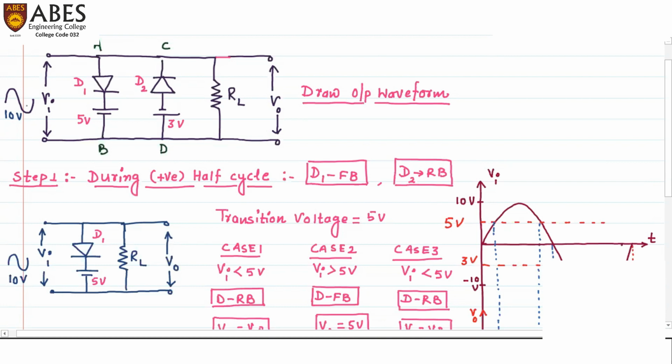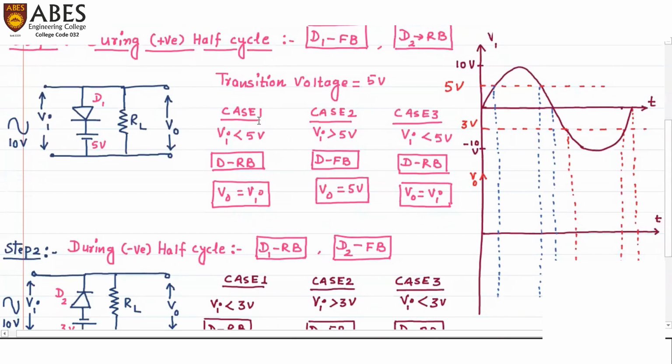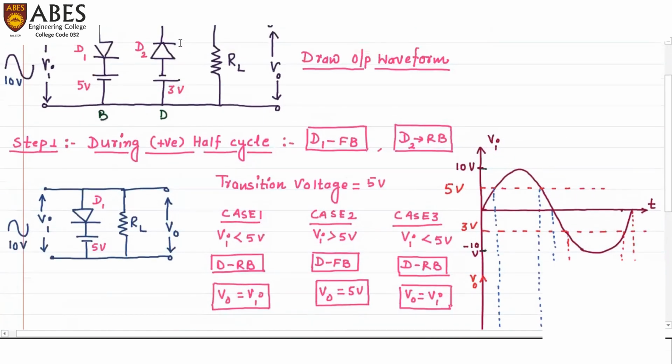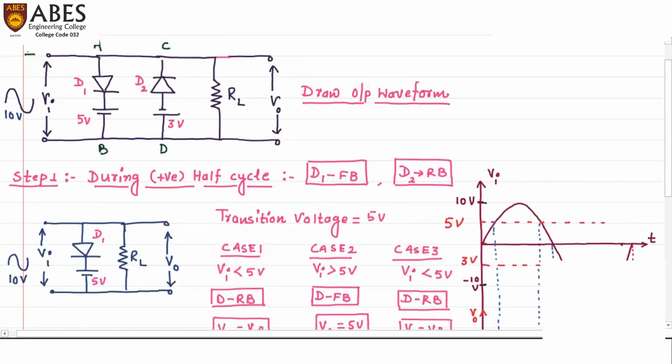So first of all, we will draw the input voltage. Here we can see I have drawn the input voltage, which is sinusoidal and has magnitude of plus 10 and minus 10 volts. Okay, so this is the first step. Now, in step number 1, first we need to calculate the V0 during positive half cycle. So during positive half cycle, this will be plus and this will be minus.